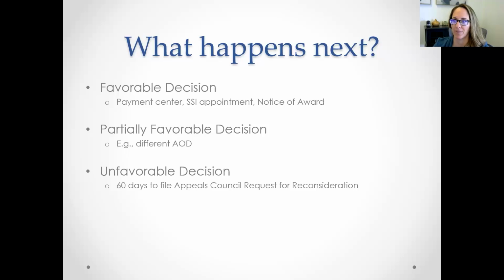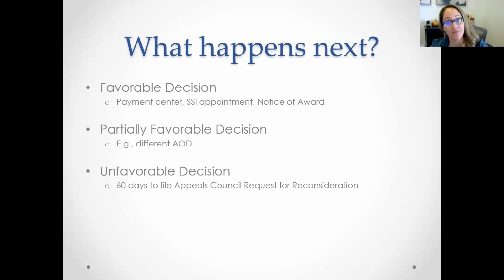It's possible that you might get something called a partially favorable decision. A partially favorable decision is one in which the judge maybe agrees that you are disabled, but says that the beginning or the onset of your disability is different than the one you said. So let's say you said, my alleged onset date, my AOD, is January 1st of 2020. And the judge, after looking at all the evidence and talking to you, says, I think you're disabled, but I don't think you became disabled until January of 2022. It's still favorable, but that's considered a partially favorable decision.